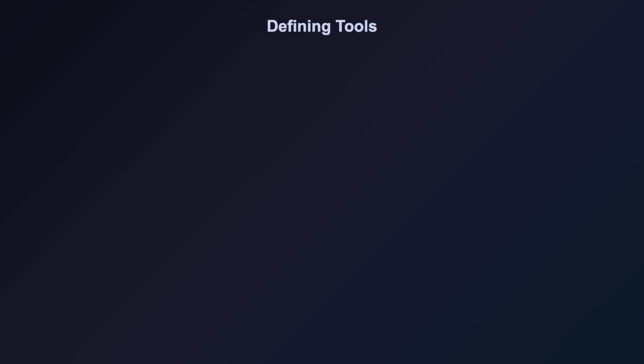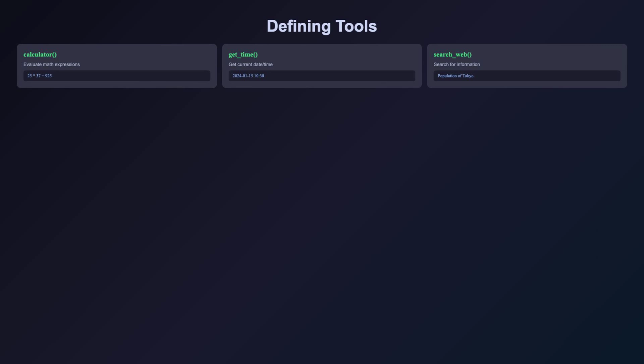Now let's define some tools. Tools are just Python functions that the agent can call. Start with a simple calculator tool. It takes a mathematical expression as a string and returns the result. Use Python's eval function, but wrap it in a try except for safety. Next, create a get_current_time tool that returns the current date and time. Then a search_web tool that takes a query and returns relevant information. For now, you can mock this or use a real search API.